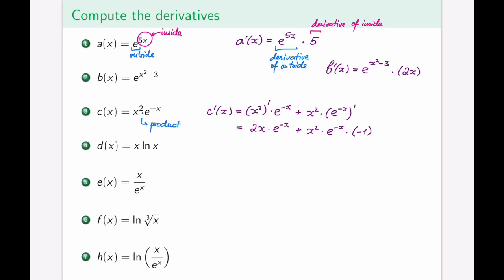You will notice that as you do more and more of these examples, the derivative of e to the negative x is just minus e to the minus x. And that is just a shorthand rule that you can remember.